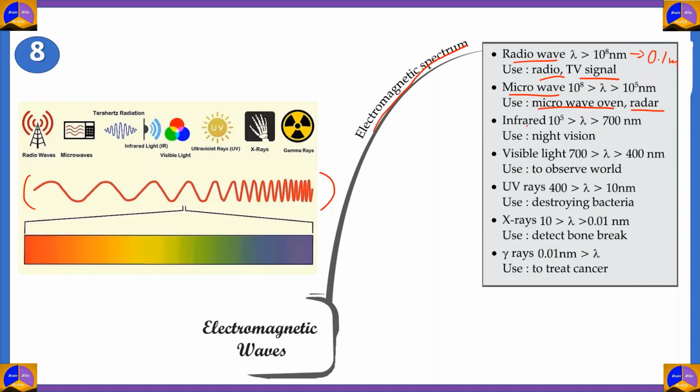The next type of radiation is infrared radiation, or IR. Now, the wavelength of this ranges from 10 raised to 5 to 700 nanometers. So it's a very wide range of radiation, and it's primarily used in night vision. So night vision cameras use IR. IR is also used in physical therapies and TV remotes.